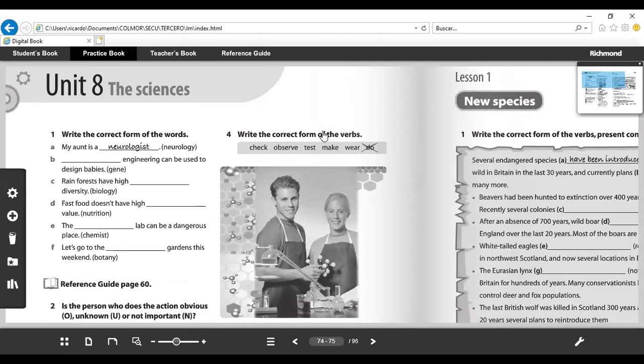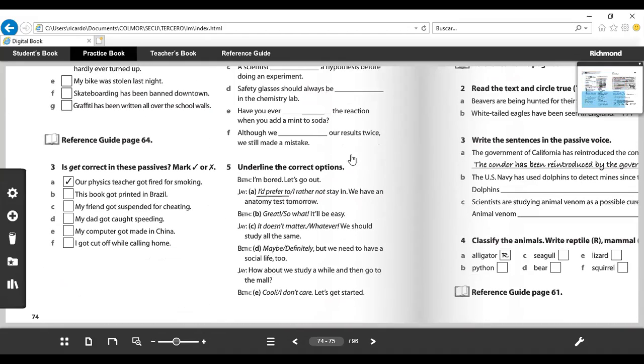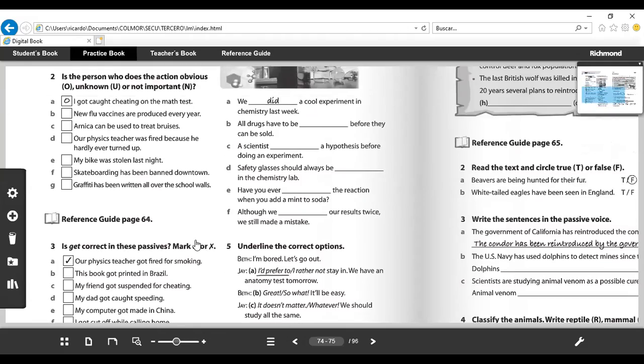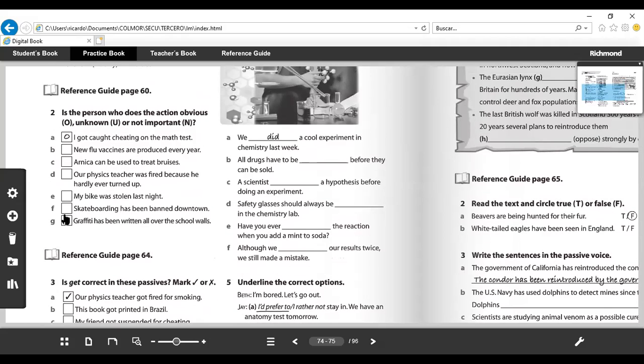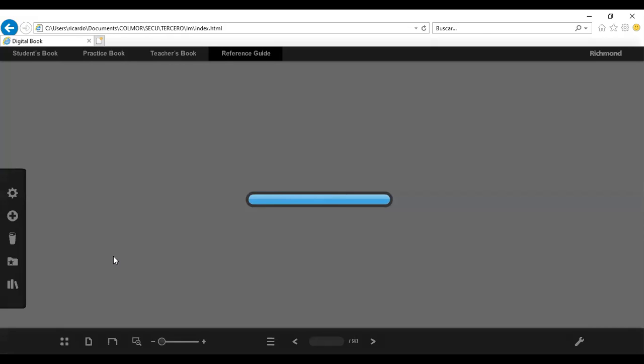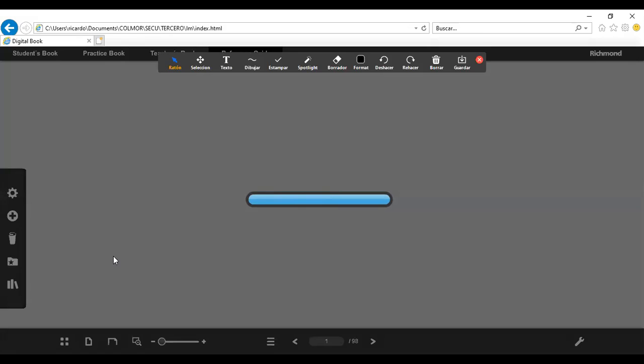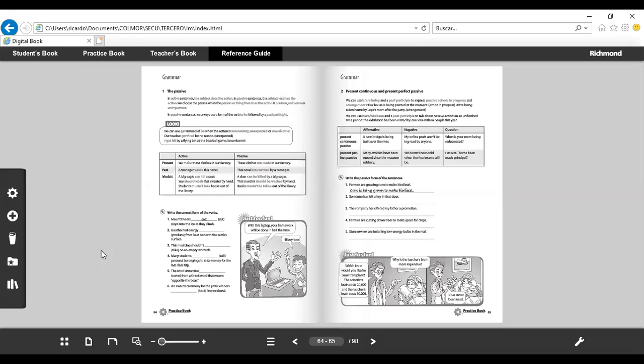Now the next one, write the correct form of the verbs. We have check, observe, test, make, wear. Is that what we have to do next? Sorry, I was doing a different activity. Now, if you want to comprehend this activity a little bit better, you can go to page 64 of your reference guide. Now, my computer is going to the reference guide, and I need to say the magic words. Focus, focus. See, now it was very quick.